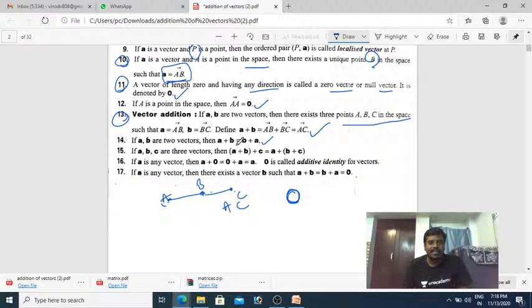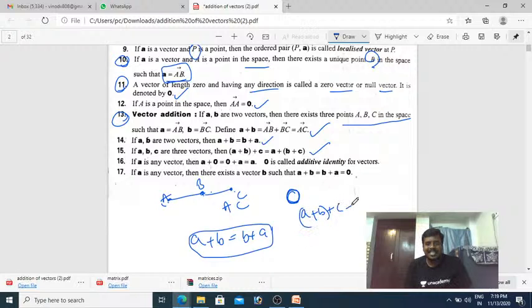A comma B are two vectors, then A plus B equals B plus A. This is additive commutativity, vector addition satisfies the commutative property. Vector addition also satisfies the associative property, that is, A plus B plus C equals A plus B plus C. Additive commutative and additive associative are satisfied, and additive identity also. A plus 0, where A is a vector and 0 is a null vector: a vector added with the null vector, or the null vector added with any vector, gives that same vector, so that null vector is nothing but the additive identity.